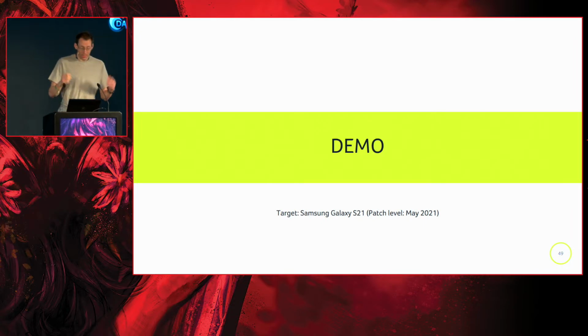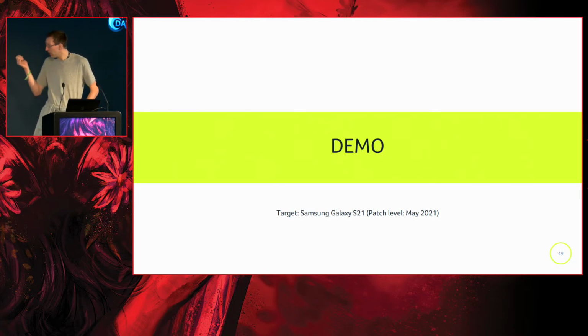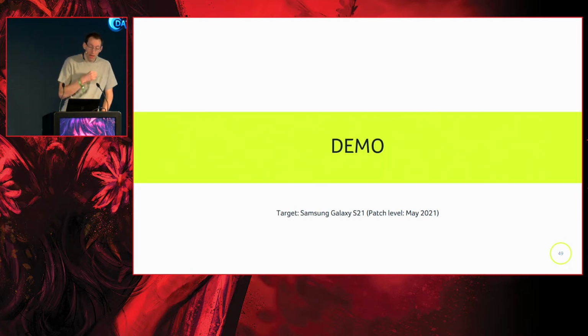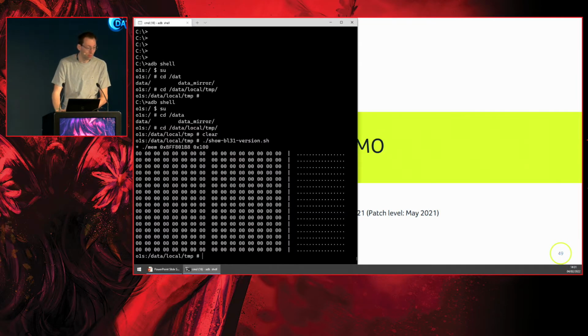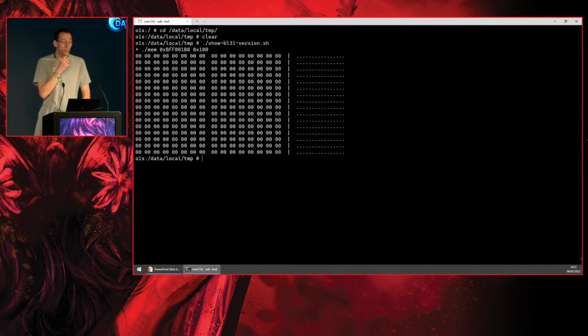So, I have here an S21 with the firmware from May last year. That is the one that is still vulnerable. First I'm going to show you a part of secure memory. We have done nothing yet, which basically means we read back zeros. At the moment our request is being ignored.